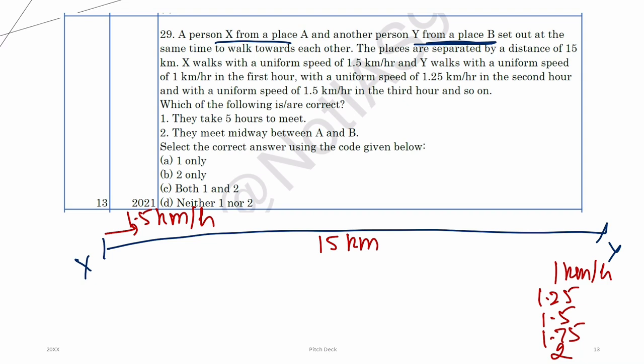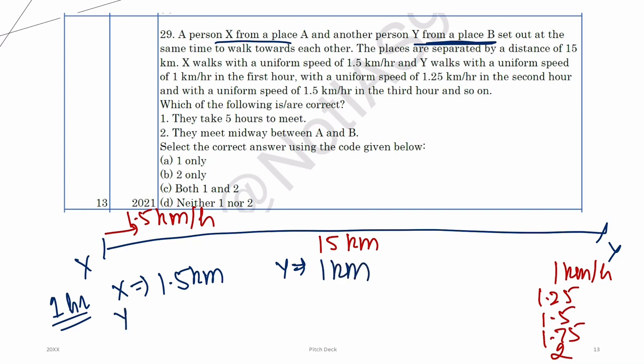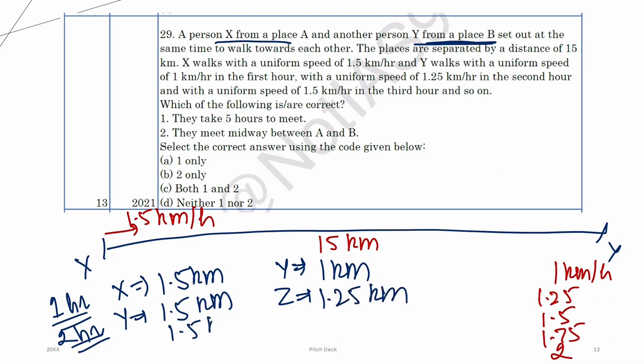So let's solve this. After 1 hour, what has happened? X has covered 1.5 into 1 hour, that is 1.5 kilometers. Y has covered 1 kilometer, right? Then in the second hour, X has covered 1.5 kilometers, but Y has covered 1.25 kilometers, right?